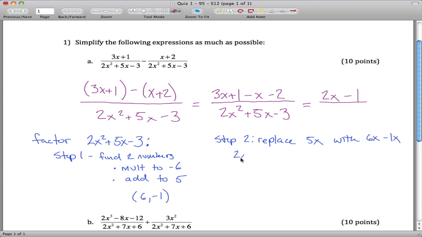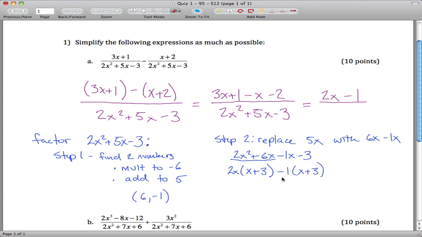So that gives us 2x squared plus 6x minus 1x minus 3. And now we have 4 terms in this polynomial, so we can factor by grouping. From these first 2 terms, there's a 2x in common. So from these first 2 terms, you can pull out a 2x, and what you're left with is x plus 3. And then from these next 2 terms, in order to be left with x plus 3, you'd have to pull out a negative 1.